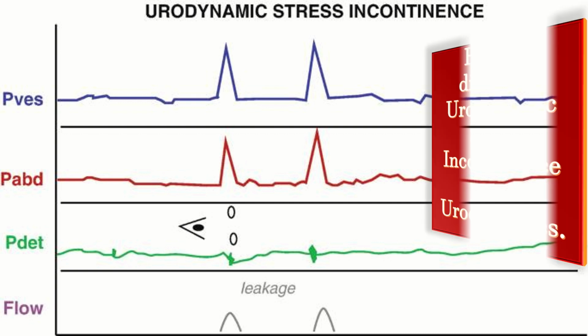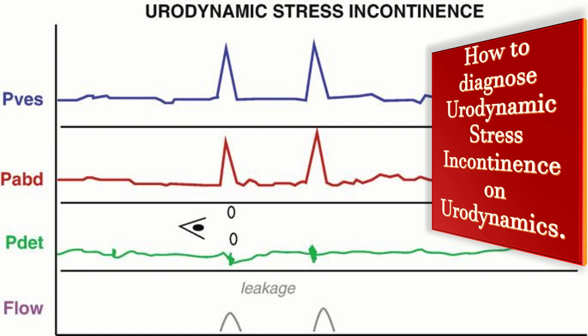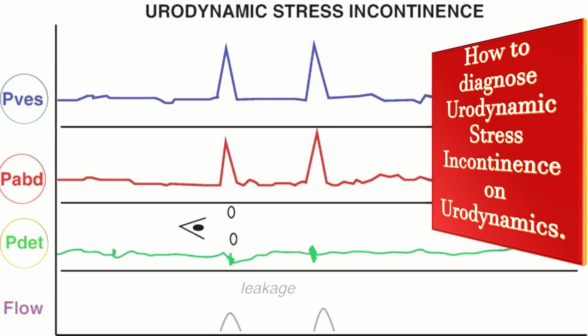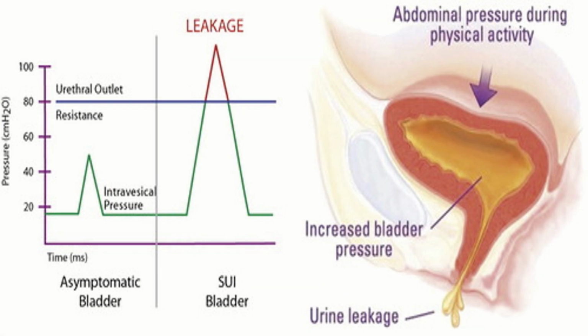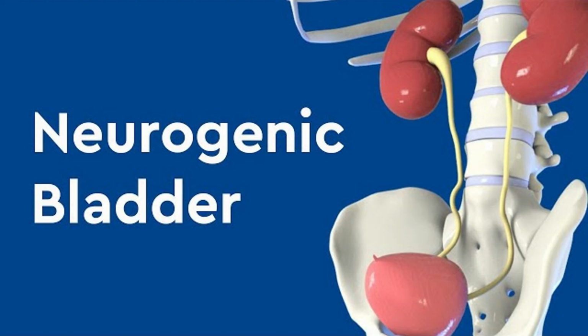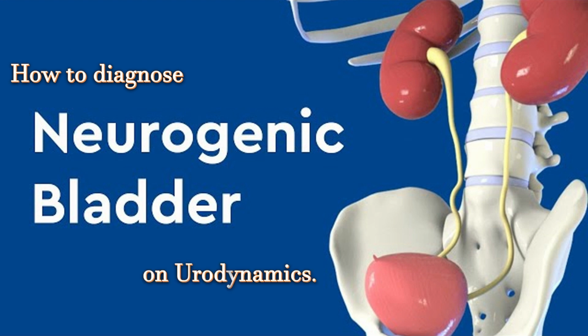In this graph, you can see urodynamic stress incontinence. There is increased vesical and abdominal pressure, and there is leak associated with that. The detrusor muscle pressure is not increasing. In urodynamic stress incontinence, increased abdominal pressure along with vesical pressure results in observed urinary leakage that is independent of detrusor muscle activity. How to diagnose neurogenic bladder on urodynamics?